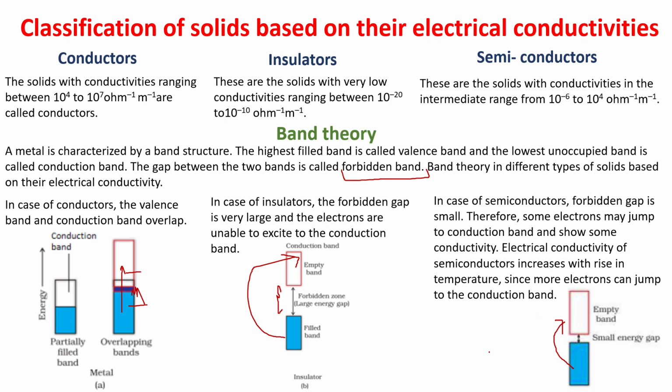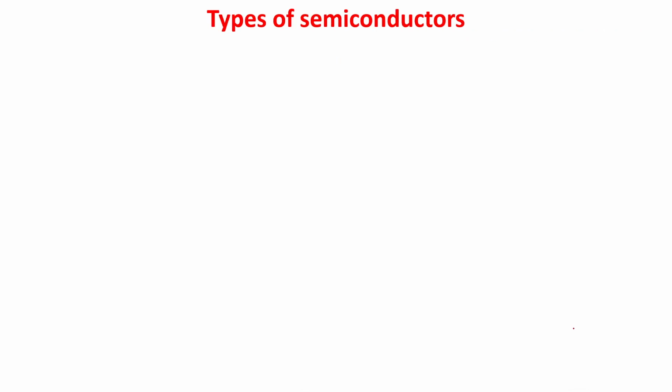Electrical conductivity of semiconductors increases with the rise in temperature. So let me tell you, if temperature increases, that means the particle energy is increasing. If the energy of the particles containing electrons increases, those electrons will easily jump from the valence band to the conduction band, and hence with increase in temperature conductivity will increase.